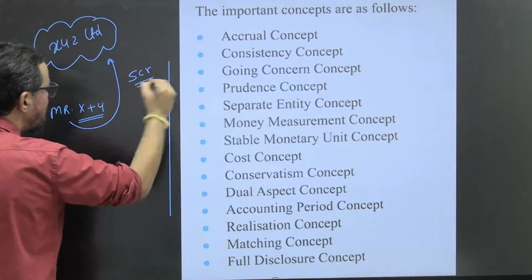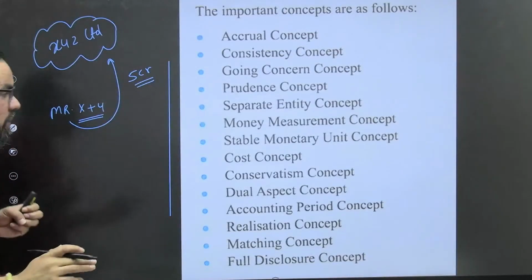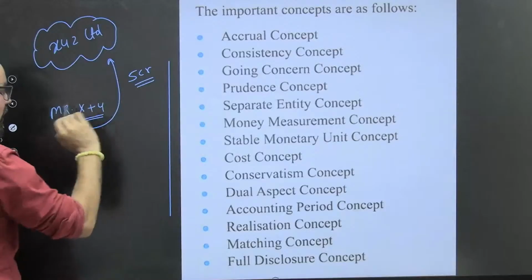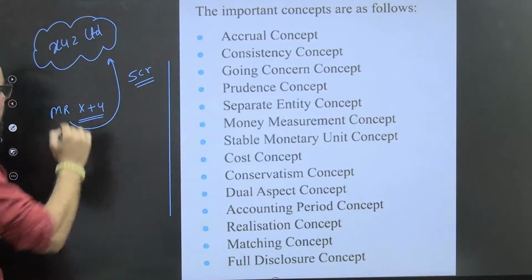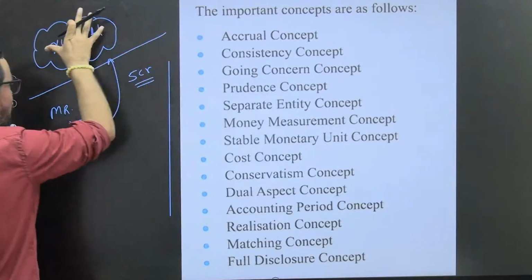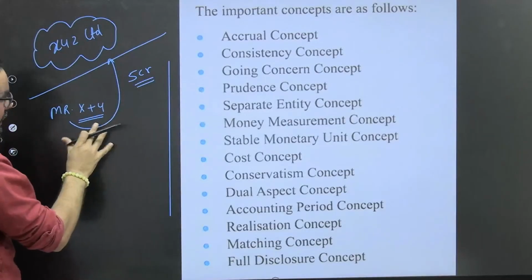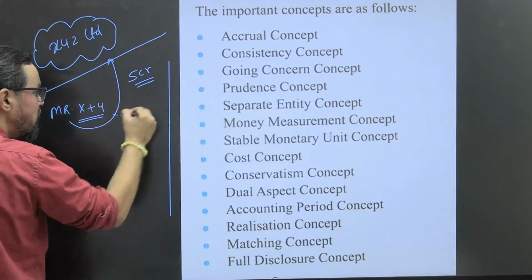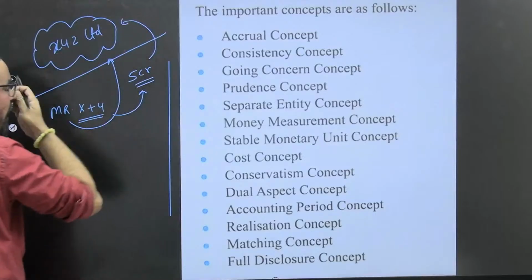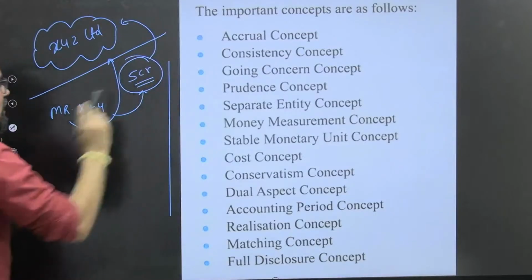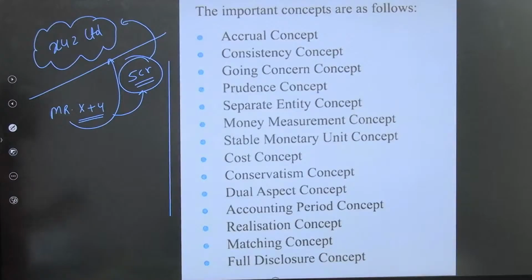So now there is a concept called the money measurement concept, and there is a concept called the entity concept, which generally separates the company from its owners. Money contributed by owners is a liability on the firm, and from this liability itself we create assets. This is the basic thing.